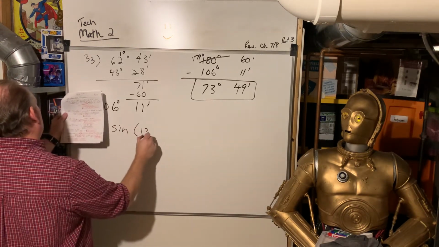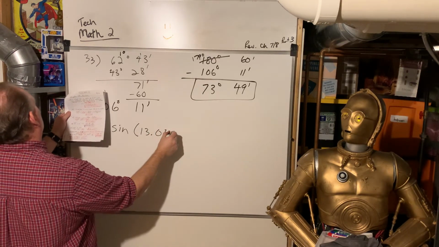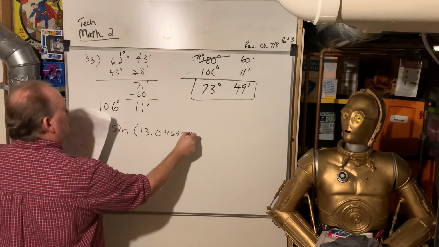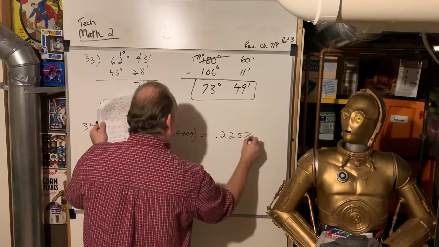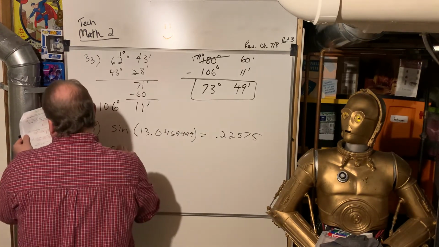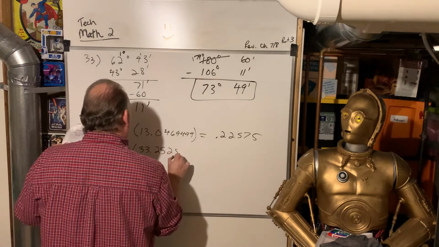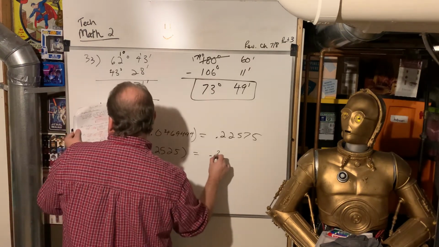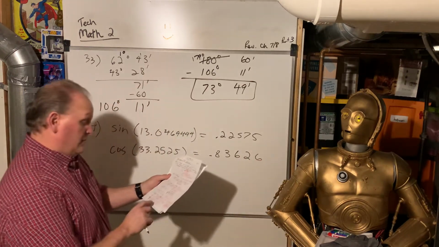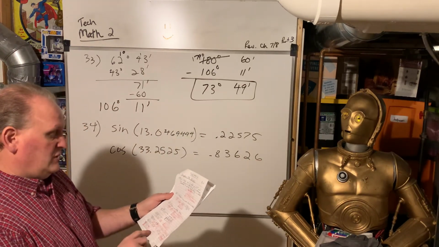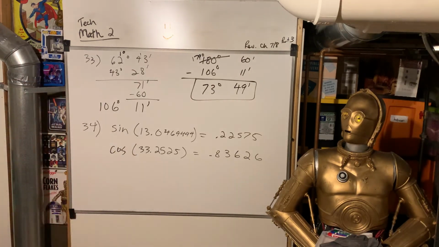All right, and then 34, they want the sine of, and they give you degrees, minutes, seconds. I just converted it, 0.46944, and did that, 0.22575. And they wanted the cosine of 33.2525, 0.83626, and 0.22575. So, easy peasy lemon squeezy. Degrees, minutes, and seconds.